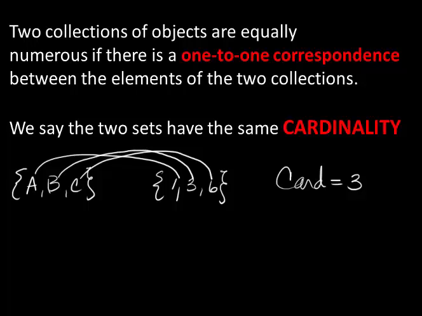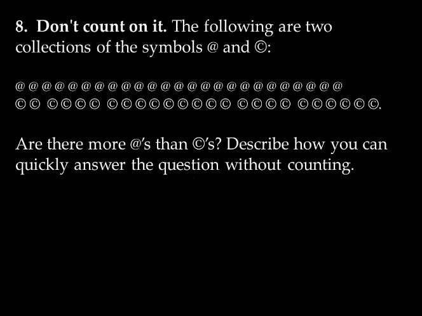So keep this in mind, and keep a very simple picture in your mind. Two sets are the same size. They have the same cardinality if there exists a one-to-one correspondence between them.